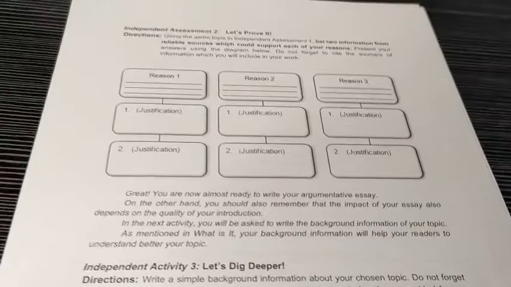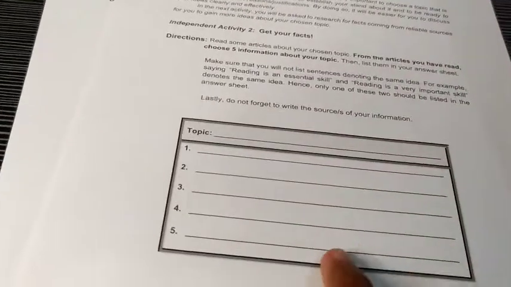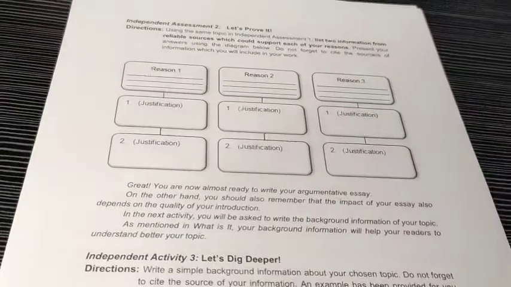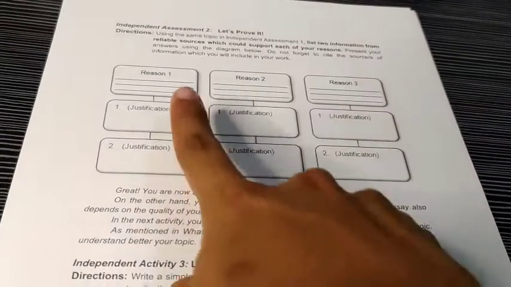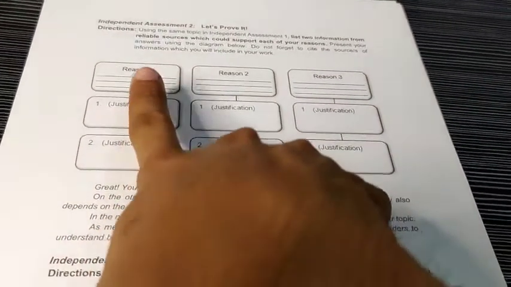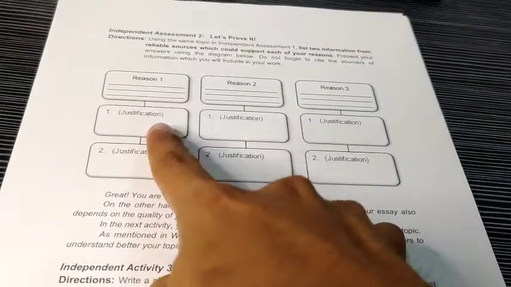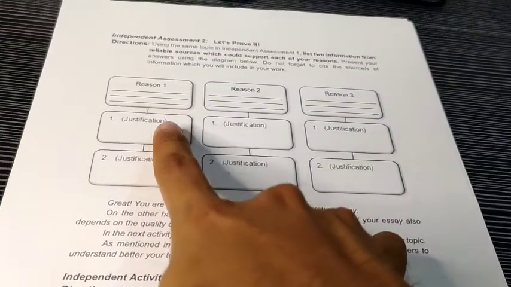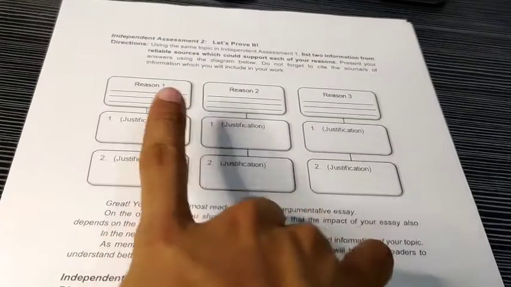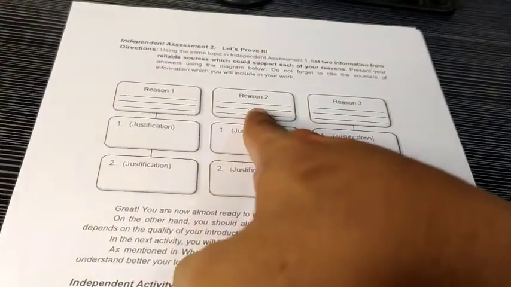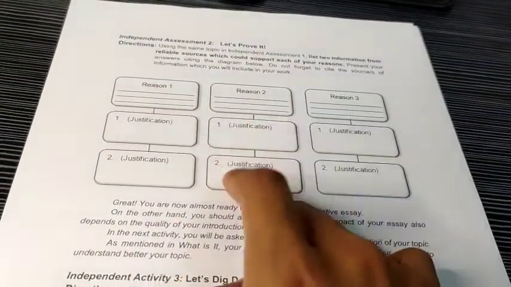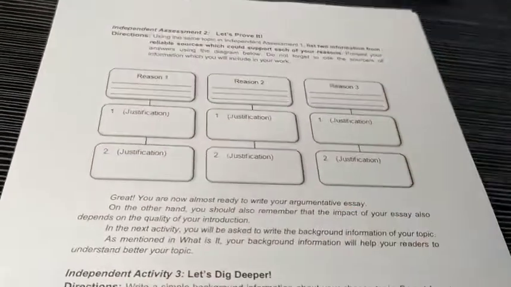So based on this, you have interviewed, you have searched. Then, why do you think your stand is correct, believable? You have reason 1, reason 2, reason 3. So justification: why do you think that reason is acceptable? Why is reason number 2 acceptable? Justifications, and the same as here.